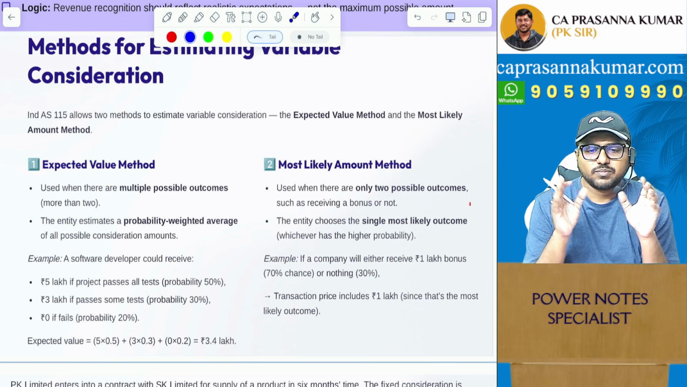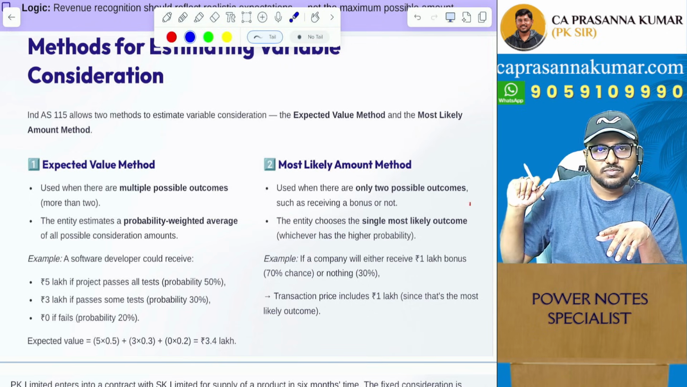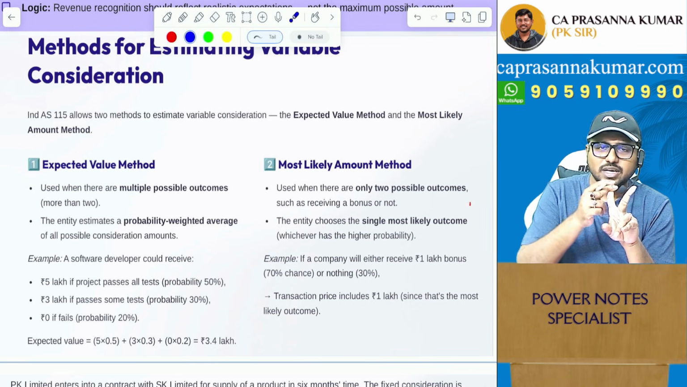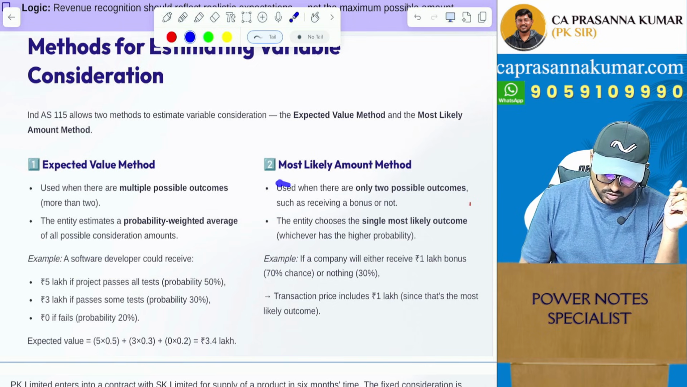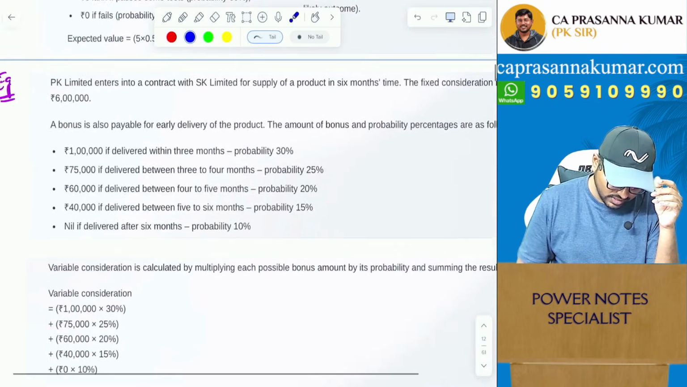Very easy, Nana. You look at the possibilities in future. Sir, multiple possibilities are possible. Then you will choose expected value method. Sir, only two are possible. Either you will get it or you don't get it. In that case, you will be going for most likely method. Sir, can you explain it in detail? Yes, we'll go with an example. Look at this example.